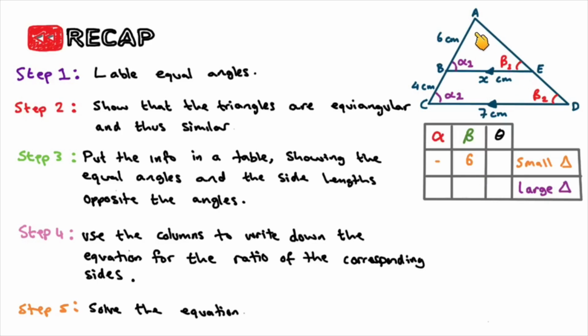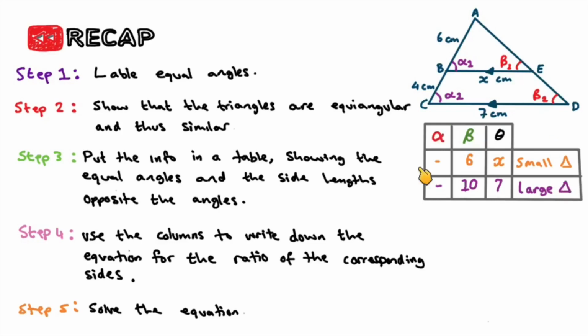The remaining angle is going to be A here, which is theta. So opposite theta we have x. Now look at the large triangle. So we're looking at ACD. Opposite alpha 2 there is no length, so we can ignore that. Opposite B2 we have a length of 6 plus 4, which is 10. And opposite theta is 7.